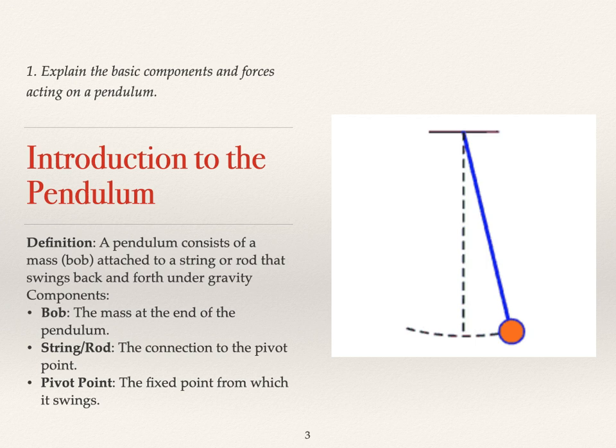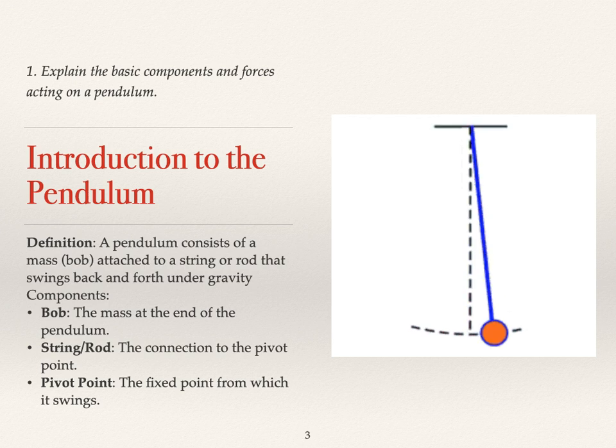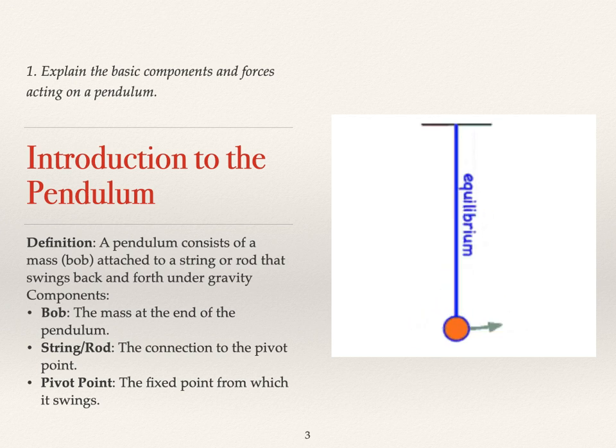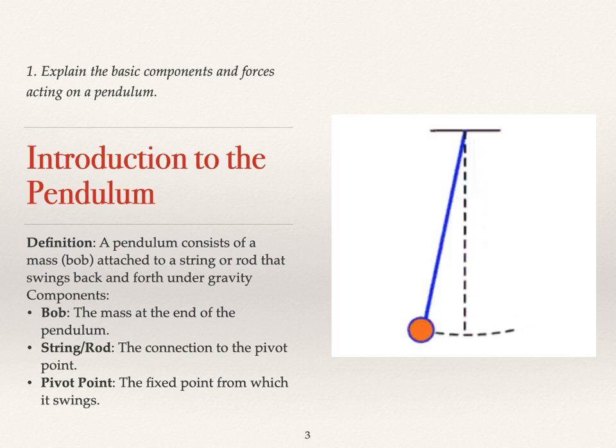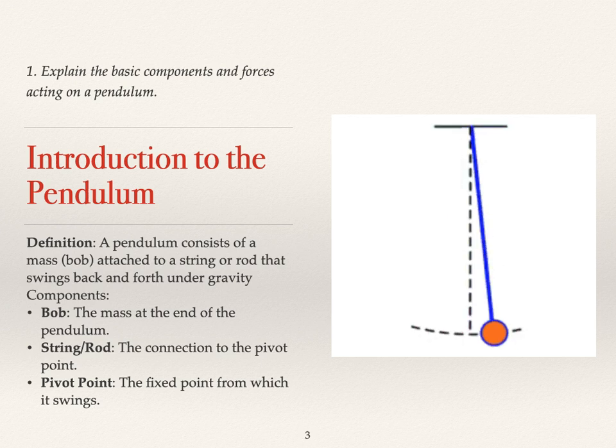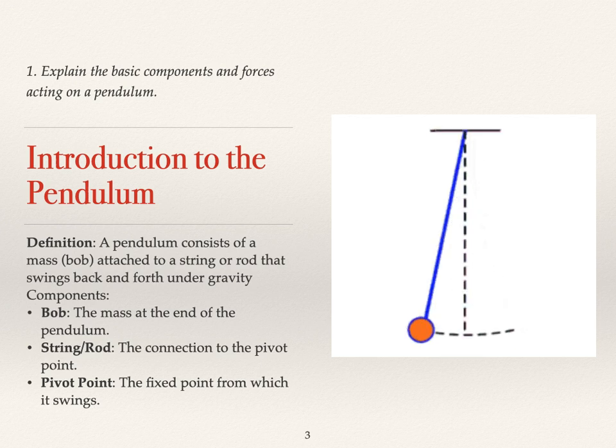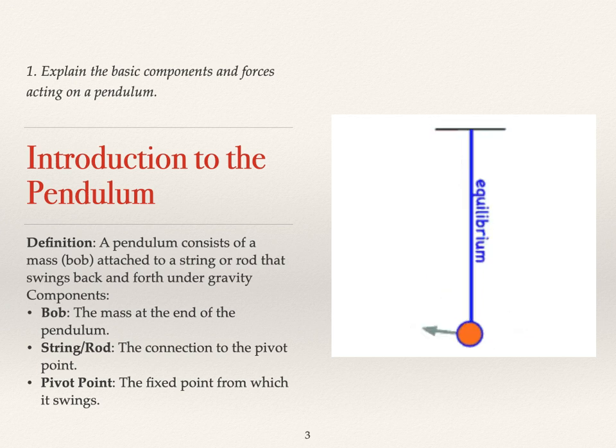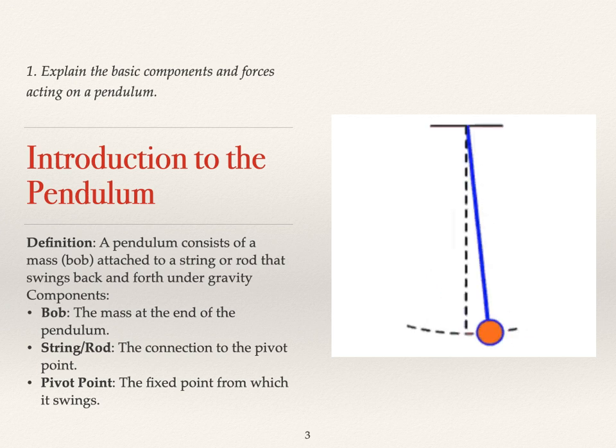The main components of the pendulum include the bob, the string or rod connecting it to a pivot point, and that pivot point itself, which is fixed in place. So understanding these components is crucial for grasping how a pendulum operates. The interaction between the forces acting on the pendulum, specifically gravity and tension, determines its motion.